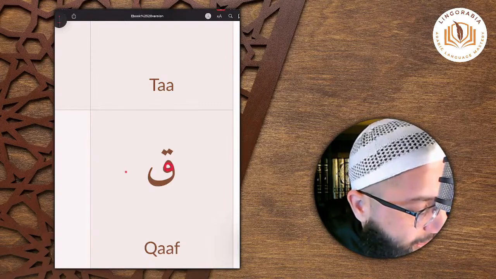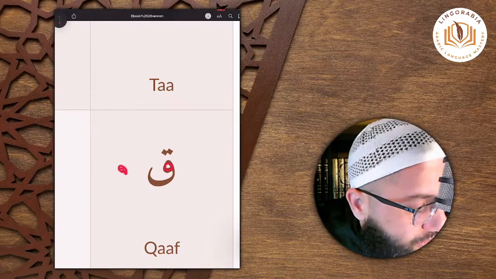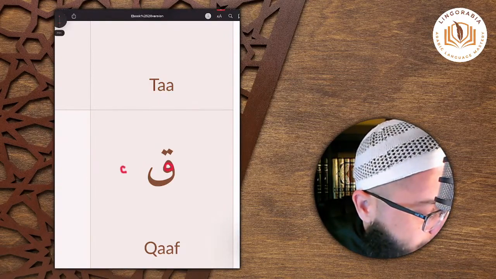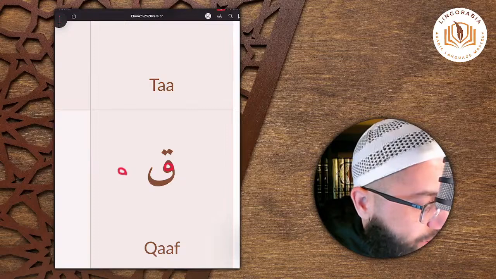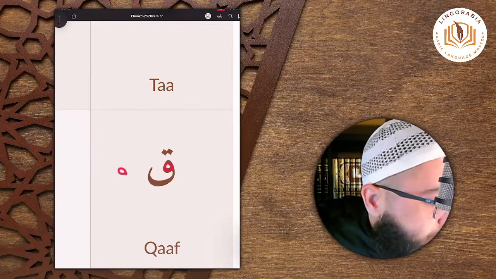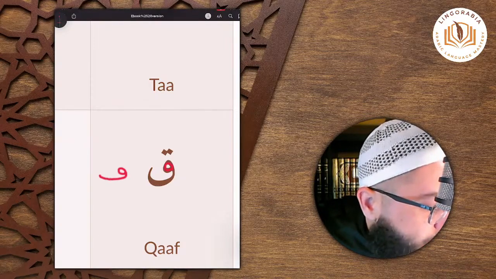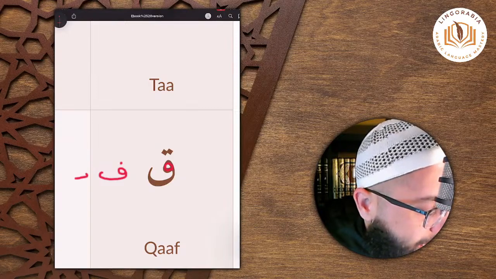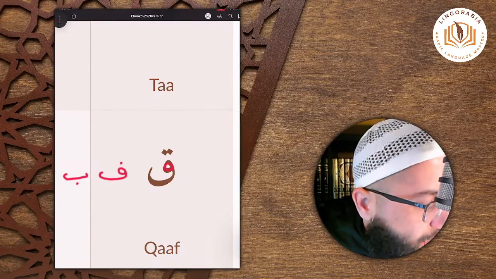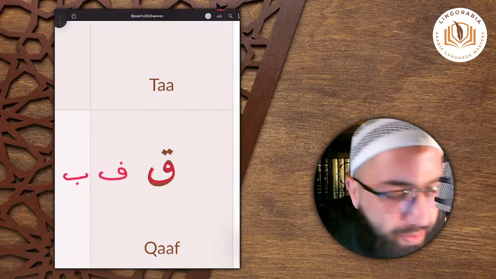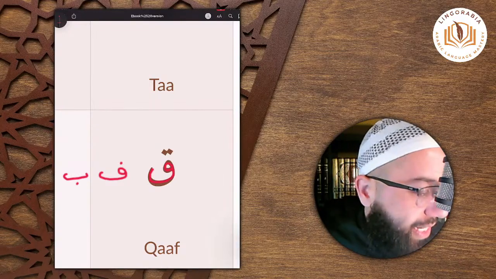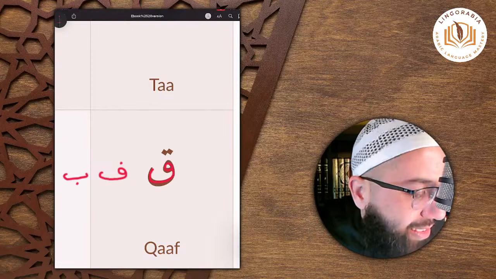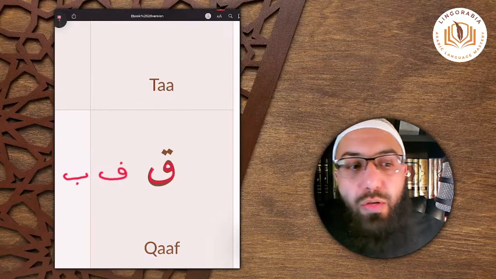So you got the Fa, and the Qaf. They start with the same shape in the beginning. But then you see that the Fa goes like this, goes like the Ba. You see? And the Qaf, the curve of the Qaf is deeper. You see, guys? The curve of the Qaf is deeper. You go deeper. That's the difference between these two in writing.